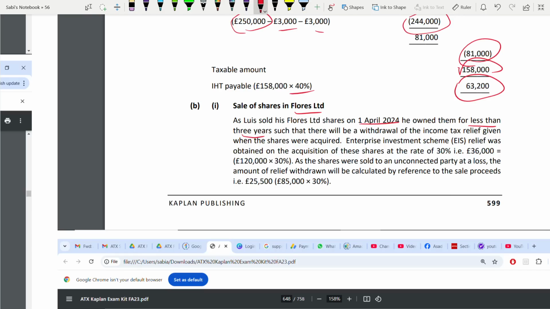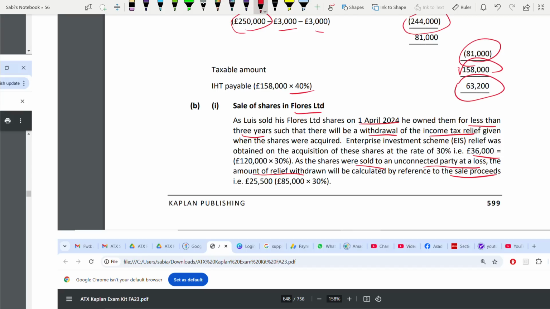Because he's owning it for less than 3 years, whatever the income tax relief he has got earlier will now be withdrawn. When he acquired the shares, at that time he got some income tax relief. Now it will be withdrawn. What was the amount that was given as relief? 36,000, 30% on 120. Now when you're selling the shares to an unconnected person at a loss, the amount of relief withdrawn will be calculated by reference to the sale proceeds.